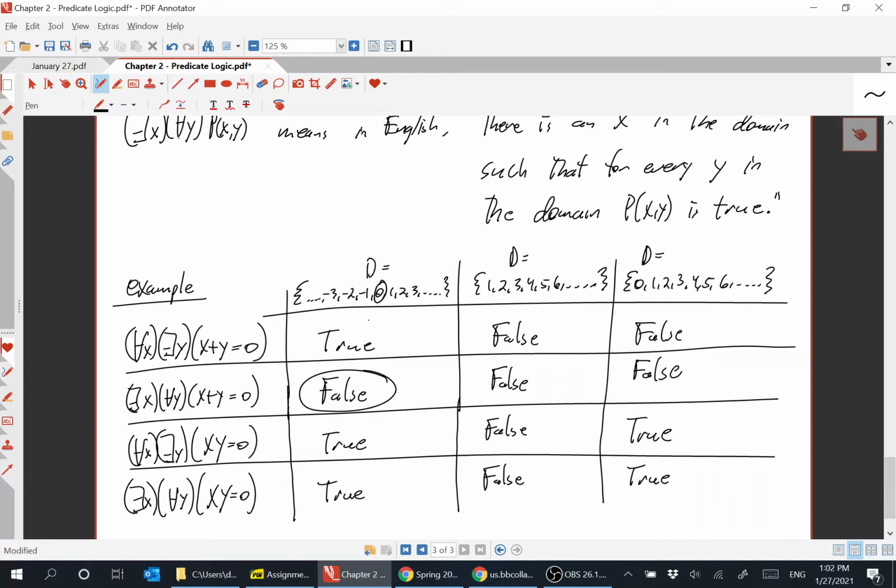If I picked x equal to 0, well, 0 plus y is not equal to 0 for every y. For some y's it is. For every y, you know. No. Can you think of a domain where this would be true? There is a domain where this does work.